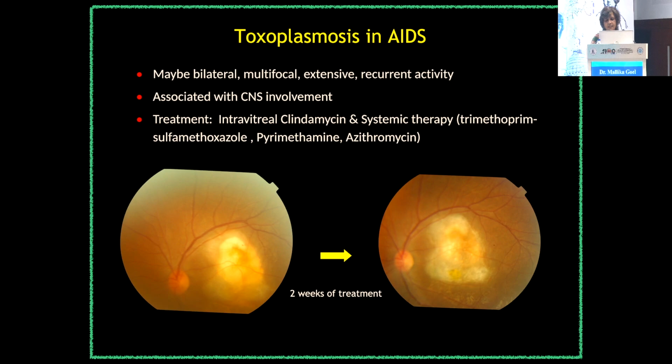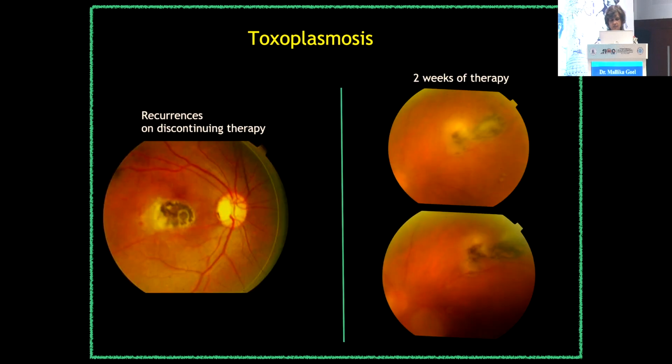Toxoplasmosis in AIDS is slightly different from regular toxoplasma. They have larger lesions, may be more difficult to distinguish from other infections because it's atypical, and can be bilateral, multifocal, with recurrences as soon as we stop treatment, and can often be associated with CNS involvement.